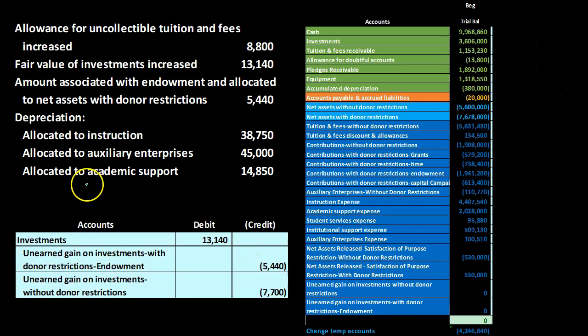Next item, we're going to have the fair value of investments has increased. So the fair value of the investments increased.